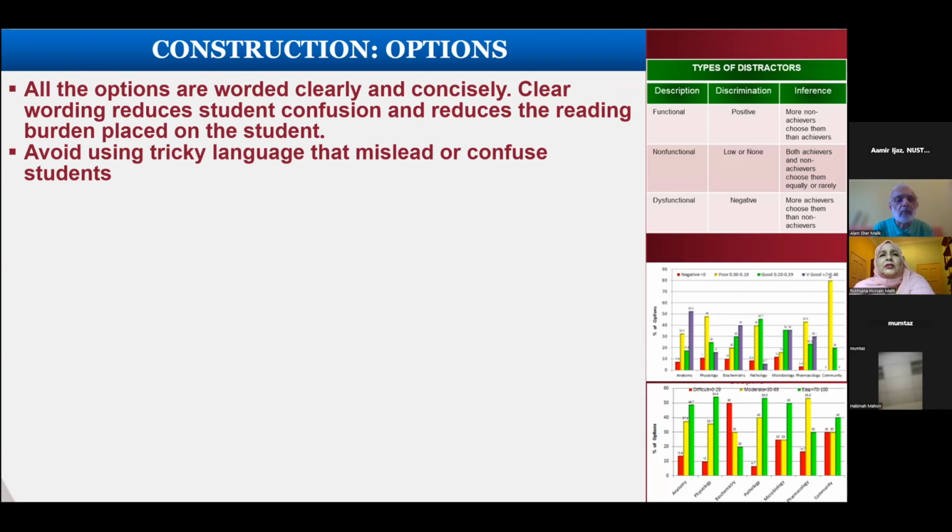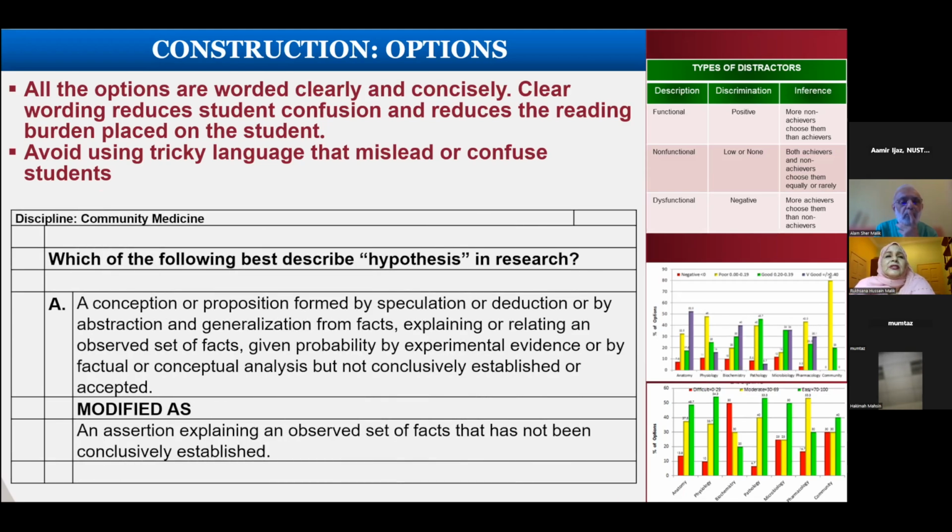Clear wording reduces student confusion and reduces the reading burden placed on the students. Avoid using tricky language that misleads or confuses the students. For example, this is a huge description of what the hypothesis means in research, which can be modified to a statement of 2 lines or less. Usually these things are done during the vetting time, and we discuss them a lot, and then we come up with a consensus that this small definition can help the student in getting the correct answer as well.